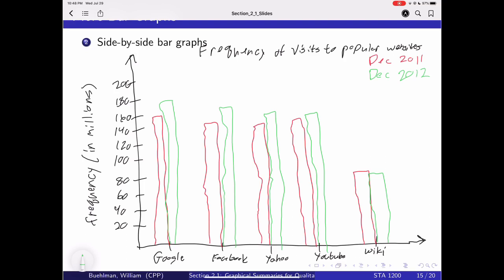We can see from 2011 to 2012, Google's number of views went up, Facebook's, Yahoo's, and YouTube's, while Wikipedia's went down slightly. On these, when you're making graphs, it's kind of hard, so I'm not looking for perfection. I'm trying to see, do you understand the idea, and not is it exactly perfect. So you just want to show a general understanding. It doesn't need to be perfect.